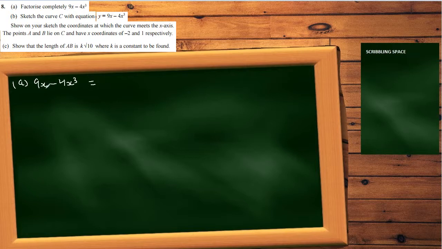Now we can see that x is common. That's the first thing that is common between the two terms. So we can write it like this. And then apparently it seems that there is nothing more common between these two.